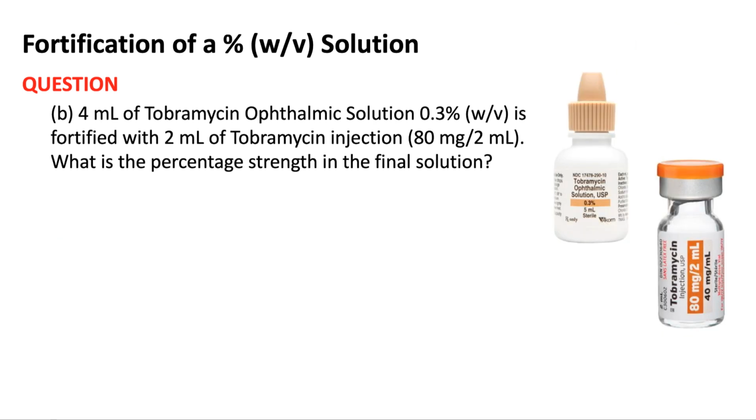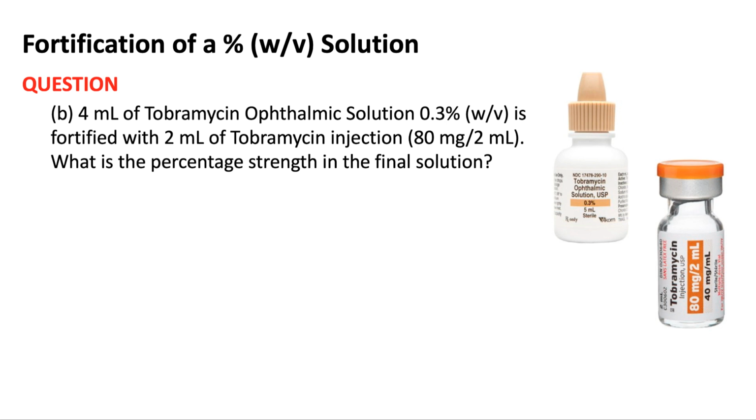Now, let's take a variation on that. The question we just completed was about diluting a solution and expressing its concentration. This is a variation where we're going to fortify a solution by adding more drug to it. So not only do we increase volume, but we increase the amount of drug in there. So in this question, it says, we still have our 4 milliliters of this tobramycin ophthalmic solution at the same concentration of 0.3% weight per volume.